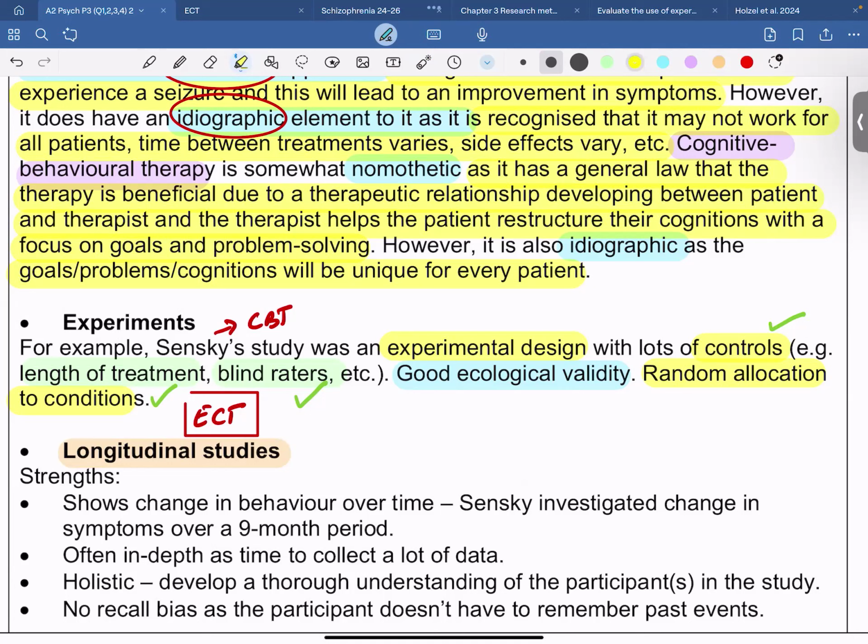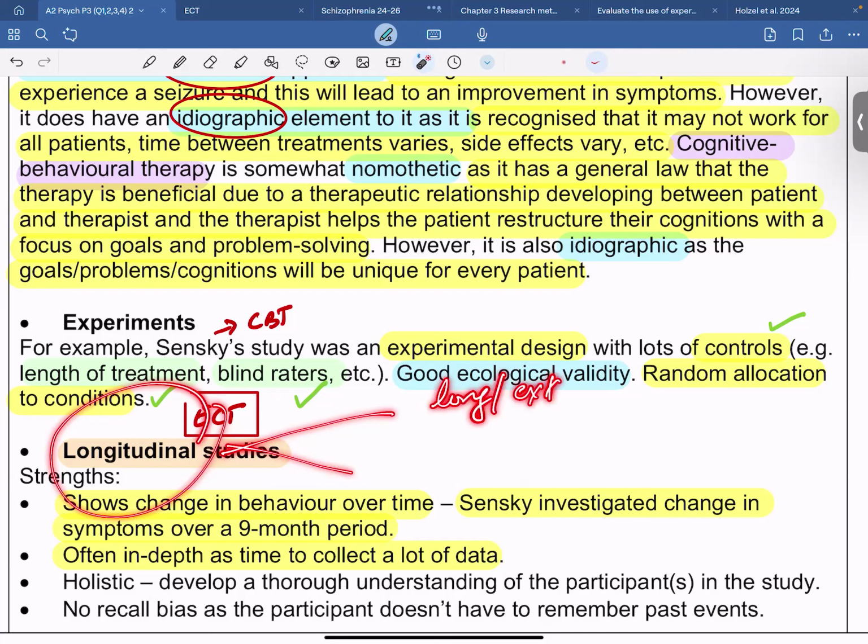So the strengths of using longitudinal studies: they show change in behavior over time. The study by Sensky investigated changes in symptoms over a 9-month period. They're often in depth as there's a lot of time to collect data. Remember, we're talking about a longitudinal study. A longitudinal study is a study that is conducted for a long and extended period of time, provided there are developmental changes recorded.